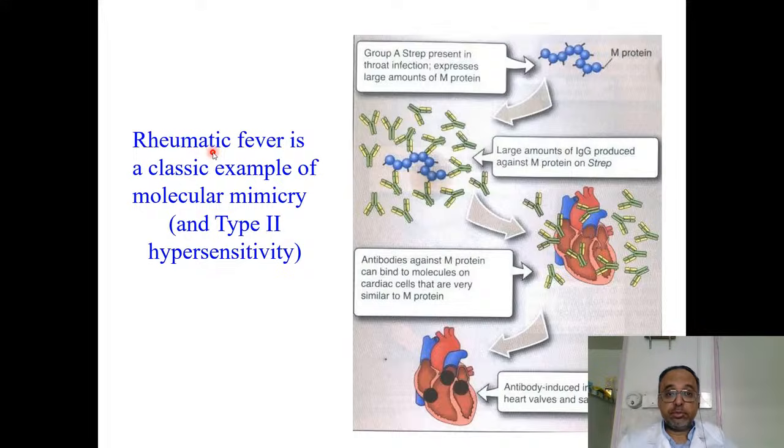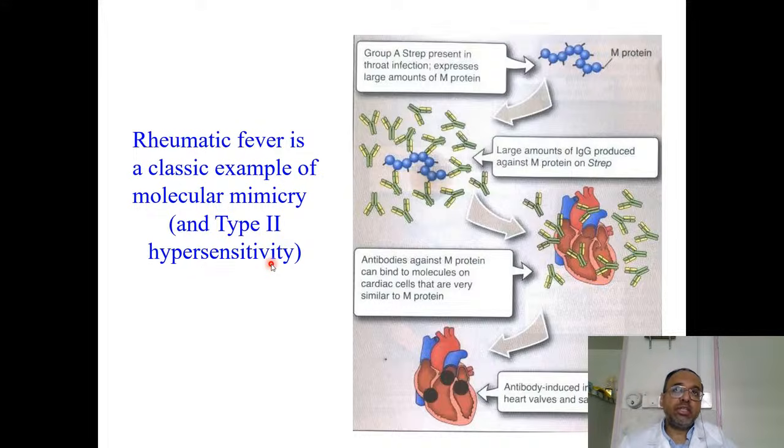But the more serious part of what is called rheumatic fever is the inflammation in the heart. It's called carditis, and it can involve the endocardium or myocardium or pericardium. But the involvement of the endocardium, which also generates the heart valves, is more serious. So it's an example of type 2 hypersensitivity.